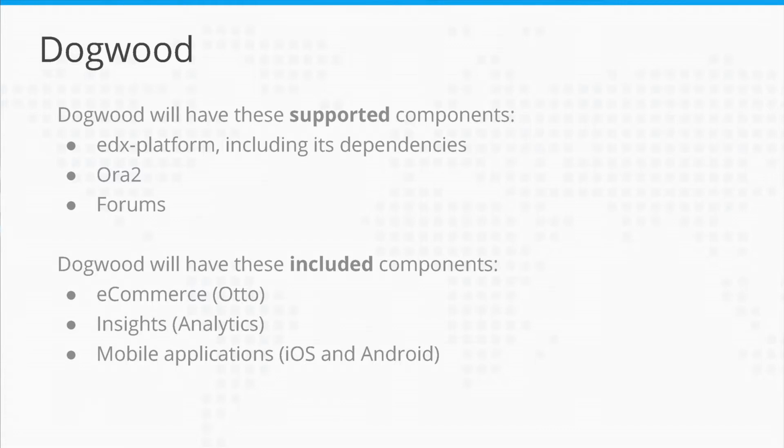The supported components are the base platform, the LMS and Studio, Aura 2, the open response assessment, and forums. We'll be including these, but not fully supporting them. E-commerce has a new engine called Auto.